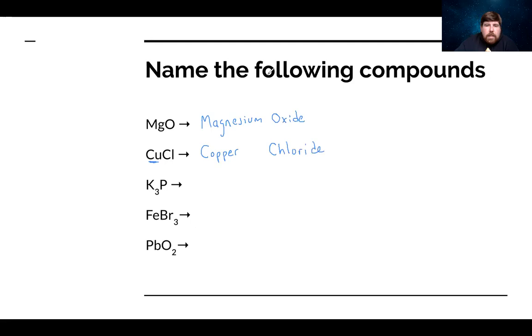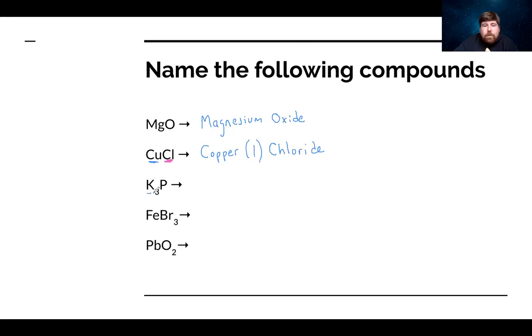Now, based on the non-metal here, chlorine, if you look on the periodic table, has a charge of -1. So in order to counteract or balance that out, copper must have a charge of +1. So the Roman numeral is going to be 1: copper(I) chloride.